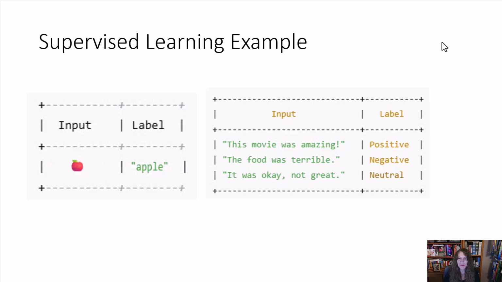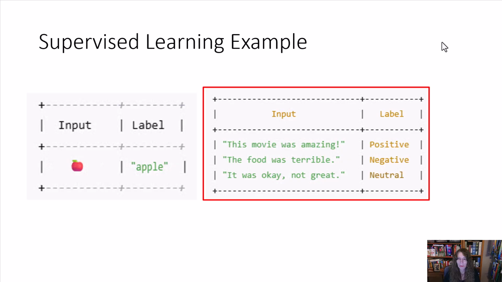So we can do this with text also. So here we have some input. The movie was amazing, the food was terrible, it was okay, not great. So if we wanted to train the model to recognize the sentiment of some content, we could give it different phrases conveying different sentiments with labels: positive, negative, neutral, and over a period of time, it would start to recognize what was positive, negative, neutral.